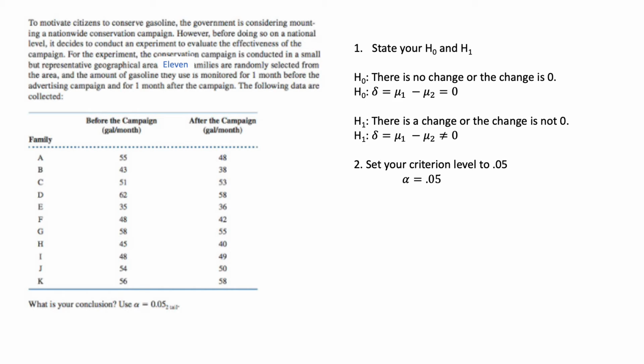My alternative hypothesis is that there is a change, or the change is not 0. So again, I would show that the alternative hypothesis is such that the change in the population, which is equal to the mean before minus the mean after, is not going to equal 0. The second step in my hypothesis testing is to set my criterion level. So I'm going to set it to 0.05. So alpha equals 0.05. So far, so good.